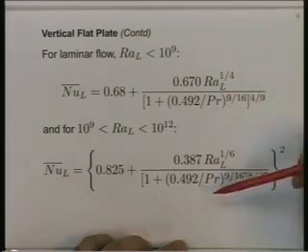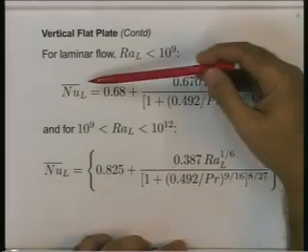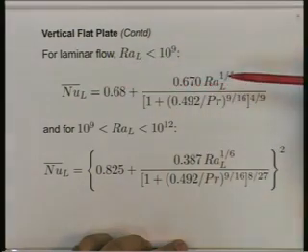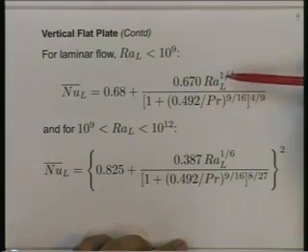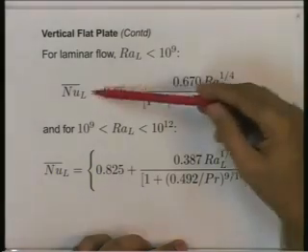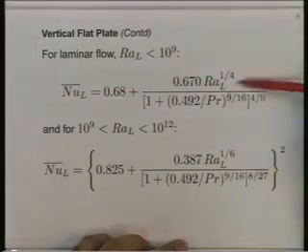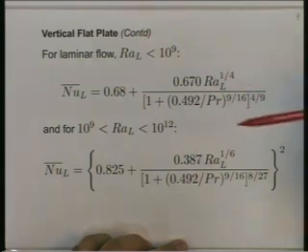In either case, you will find that the average Nusselt number is related to the Rayleigh number as well as the Prandtl number. And as you go to lower and lower Rayleigh numbers, the heat transfer coefficient decreases significantly.